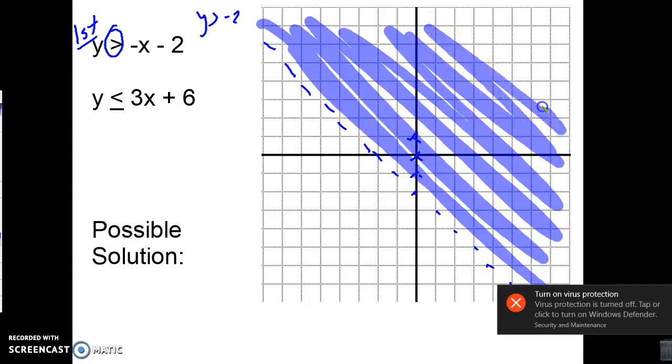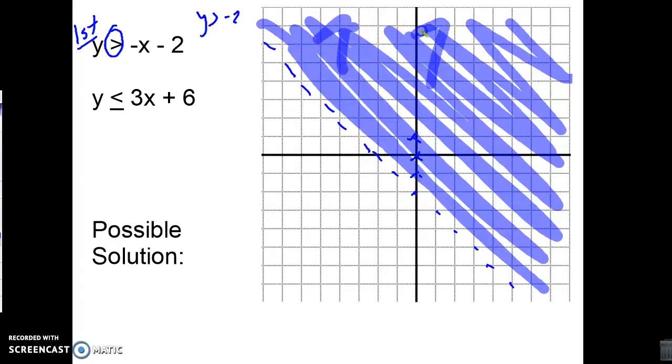And remember, because this is an inequality, that can extend that way, can extend here, and here, and here. What that means is that any solution that's covered in that blue or extending where those arrows go could potentially be a solution so far. But now we need to also graph our second inequality.